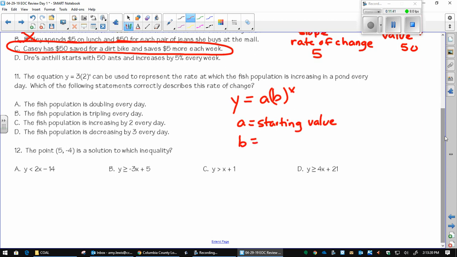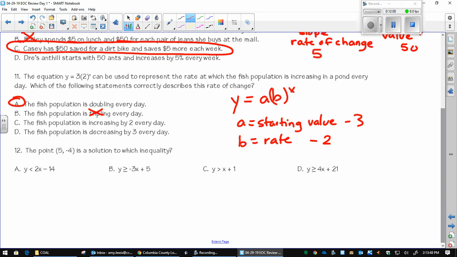B is the rate that we're going to multiply by, and of course x is our time. And we see that in this case 3 is our starting value and our rate is 2. So the fish population is doubling every day. That looks correct. We're not tripling, we're actually starting with 3.